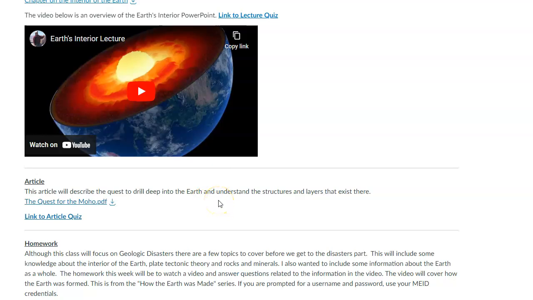The next assignment for the online portion is going to be the article. This article is going to describe how we, as geologists, try to sample the interior of the Earth. Getting deep into the Earth is a challenge, so this article talks about getting to that kind of depth so that we can get samples and know what's happening inside the Earth. You can read through that. Same thing: take some notes, jot some stuff down. When you feel you've got the gist of it, go ahead and take the article quiz.